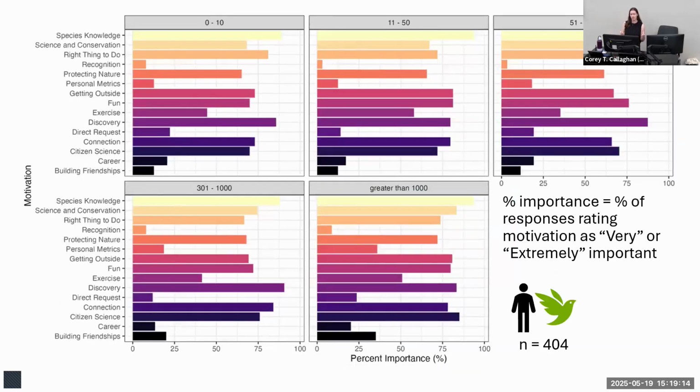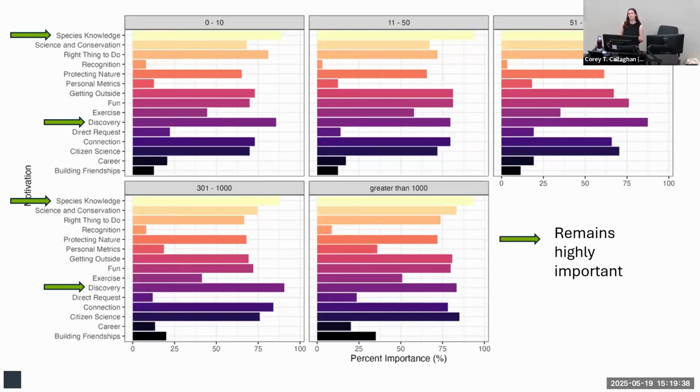But then I wanted to break it down by participation intensity to see how these differences change. And so what we're looking at here is the 5 participation intensity groups, or observation count groups, that I had. And then the bars represent the percent of responses in those groups that rated that motivation as either very important or extremely important. And so something to point out, species knowledge and discovery, which were the top 2 motivators, are staying highly important across all 5 groups.